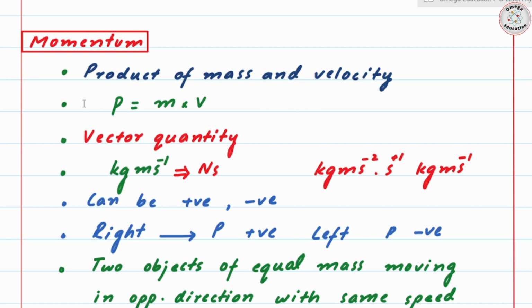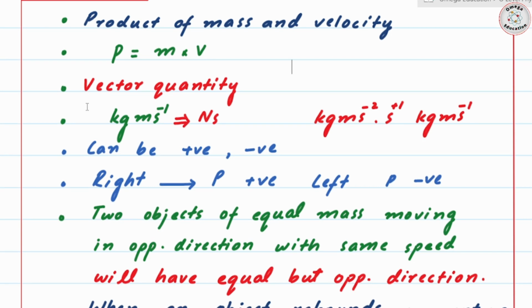Then the next thing is, whenever we define a quantity, we are concerned with two things. What is the nature of the quantity? Means, is it a scalar or vector? And second thing is, what is the unit of that quantity? So first one, momentum is a vector quantity, means it has direction as well. Your momentum is always in a certain direction.